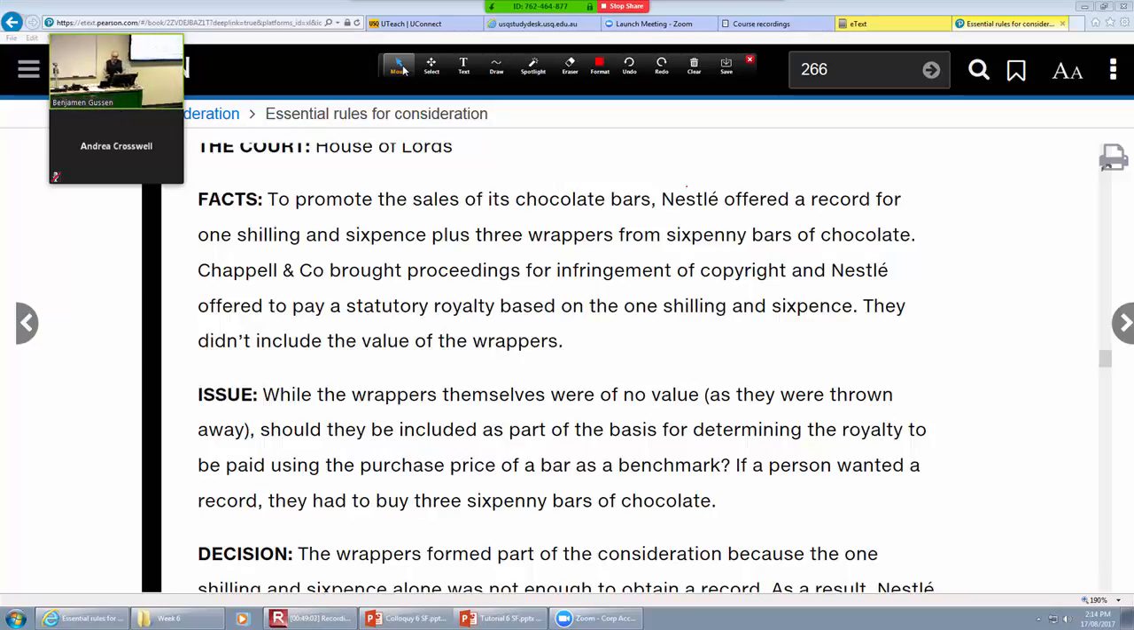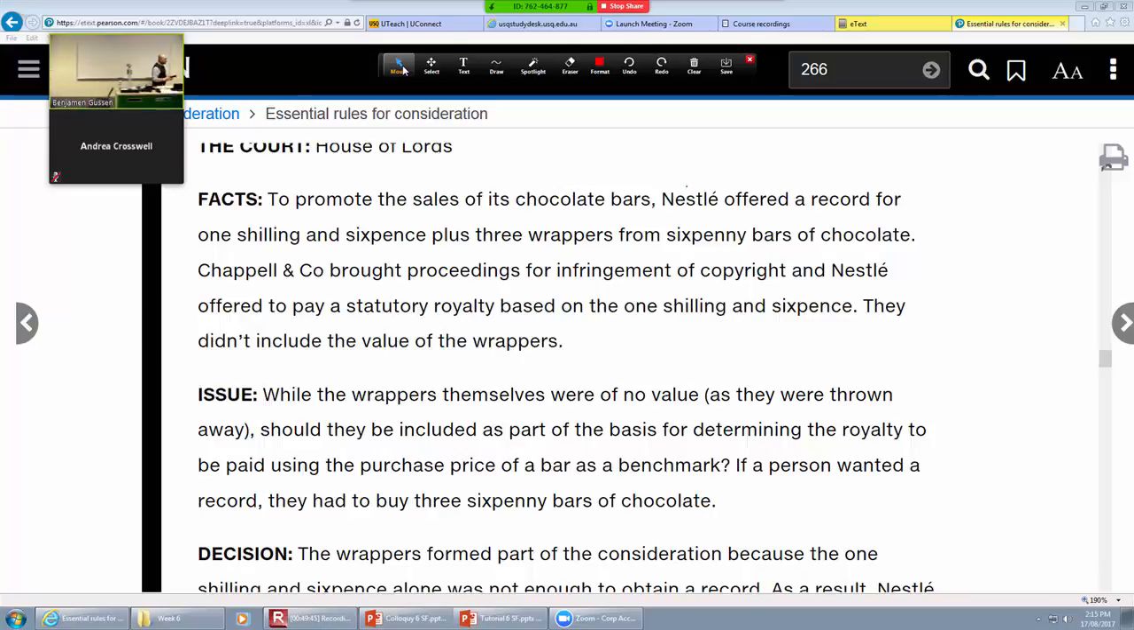Tax, of course. Or royalties, even. Chappell & Co., these are the guys that brought proceedings for infringement of copyright, and Nestle offered to pay a statutory royalty based on the 1 shilling and 6 pence. So the IP belongs to these people, the record, and they said you can't go and sell this because this belongs to us. So Nestle said, look, I will give you the price, which is the 1 shilling and 6 pence. But they didn't include the 3 wrappers. The 3 wrappers, it's just something that people throw away.